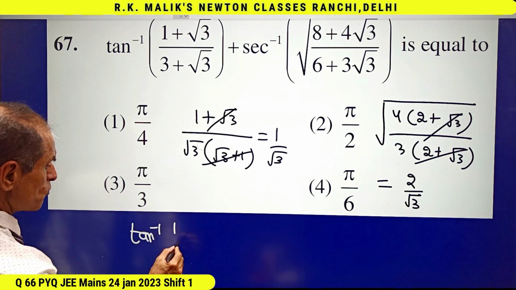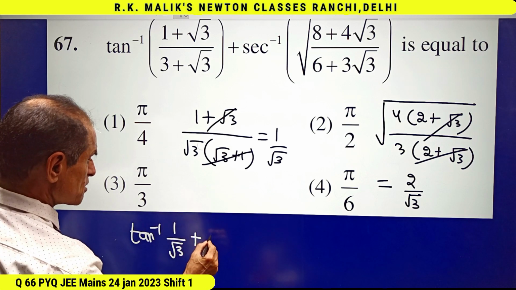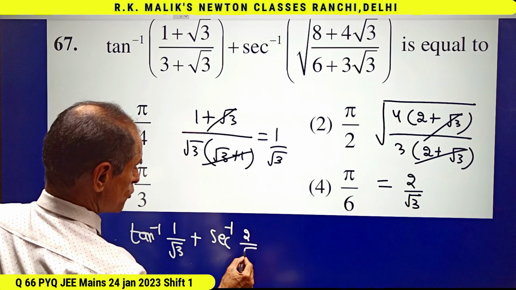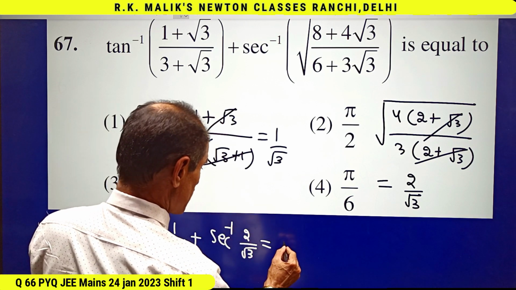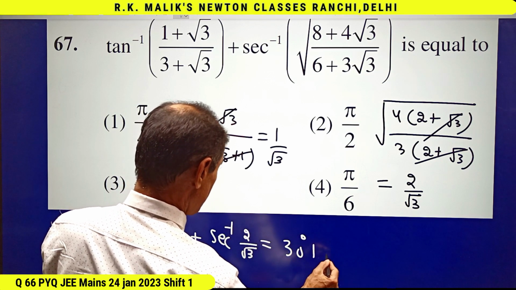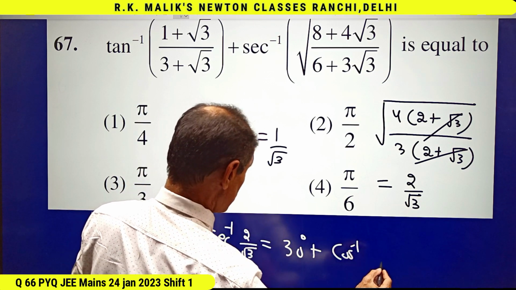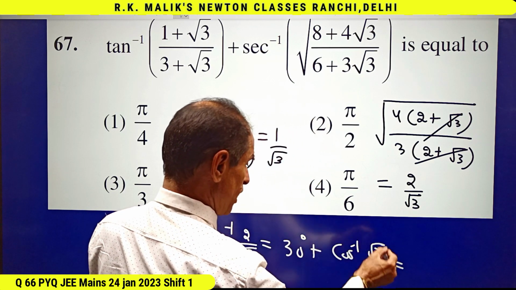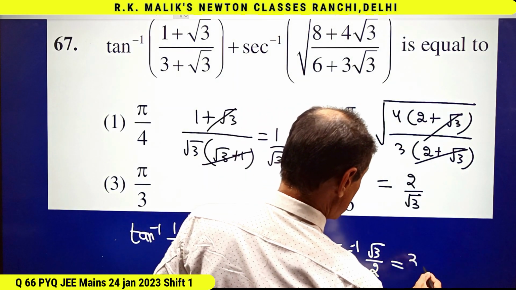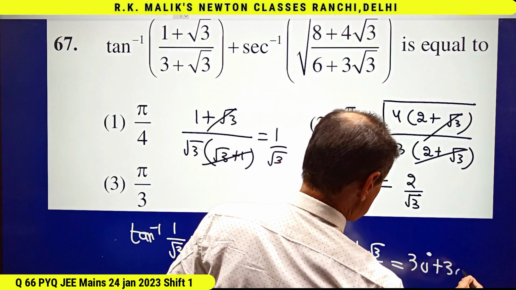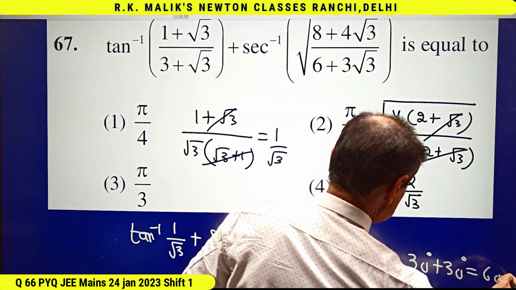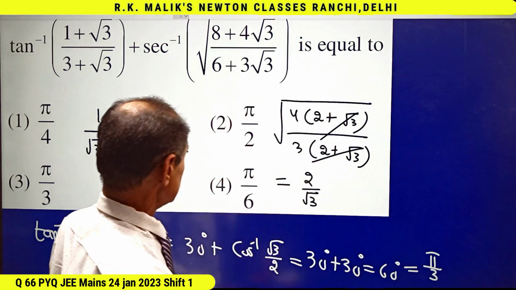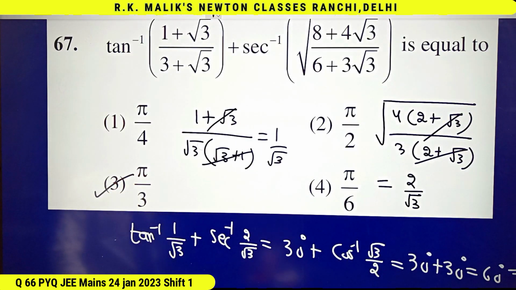Hence, you have to find the value of tan inverse 1 by root 3 plus sec inverse 2 by root 3. That is 30 degree plus cos inverse root 3 by 2, and we know that this is also 30 degree. Therefore, 30 degree plus 30 degree is equal to 60 degree, and this is equal to pi by 3. Hence, the third choice becomes the correct choice.